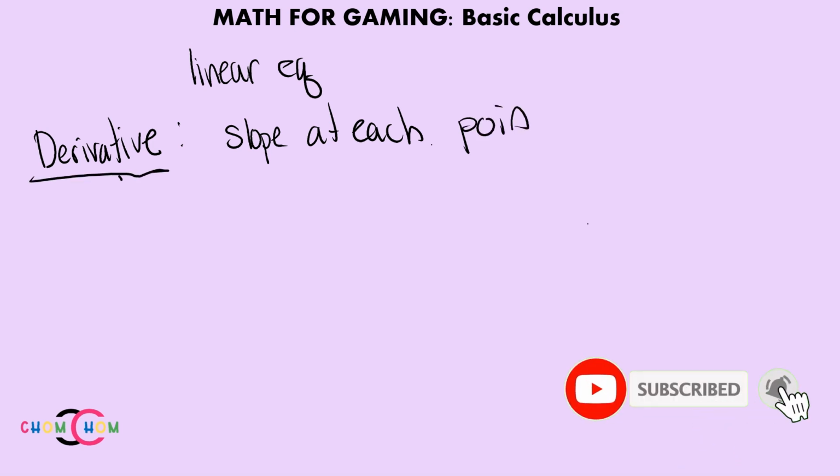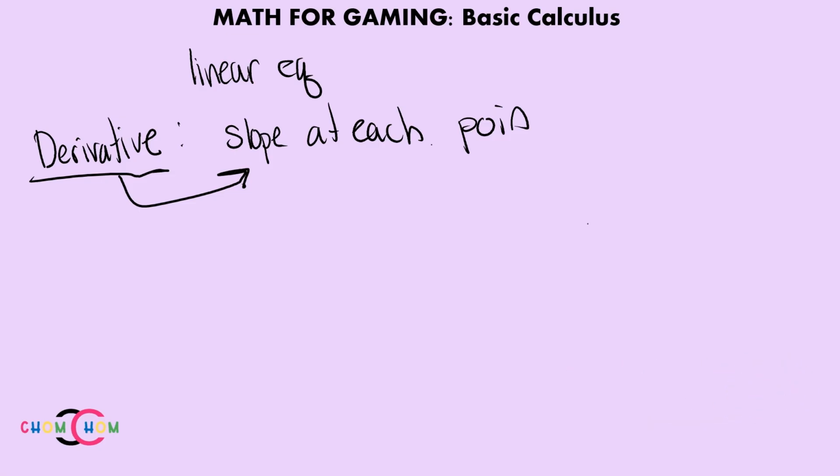Taking the derivative basically means we get a slope at each point. The equation gives us a slope at each point. So let's, for example, take our very basic equation of just y equals x. What's our slope in this equation? Our slope is equal to 1.